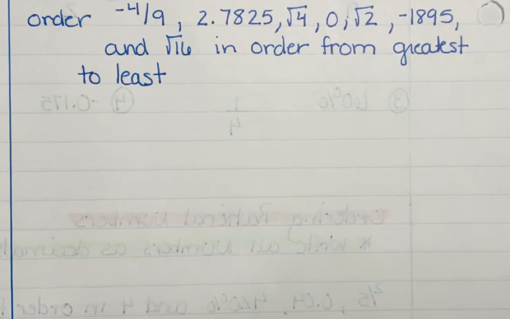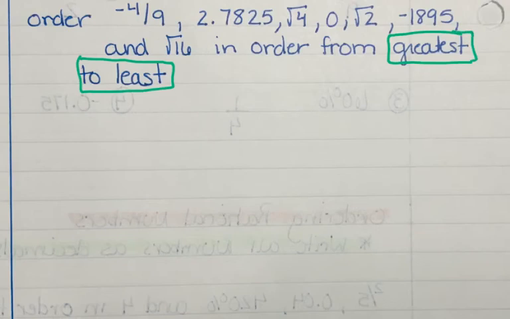okay, let's look at another example. Again, the most important thing here is to read the directions first. It says order -4/9, 2.7825, the square root of 4, 0, the square root of 2, -1.895, and the square root of 16 in order from greatest to least. Okay, that's important. So this time I'm going in the opposite direction. So I always highlight that, circle it, whatever you need to.